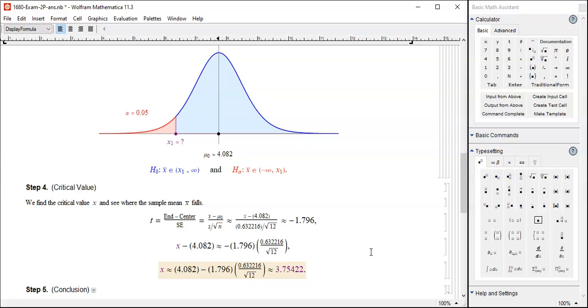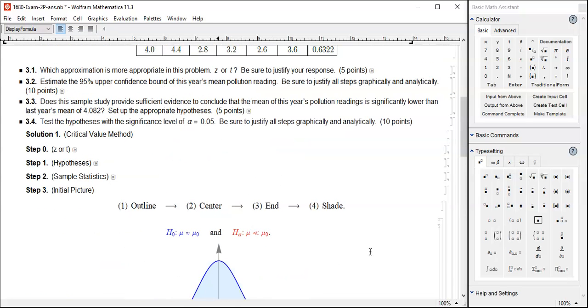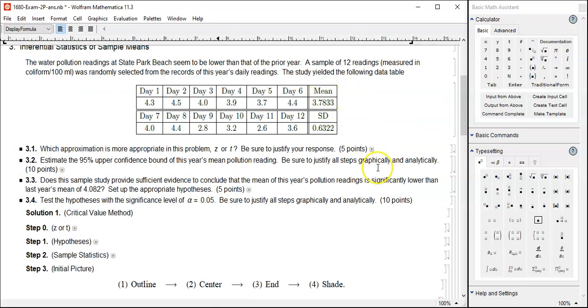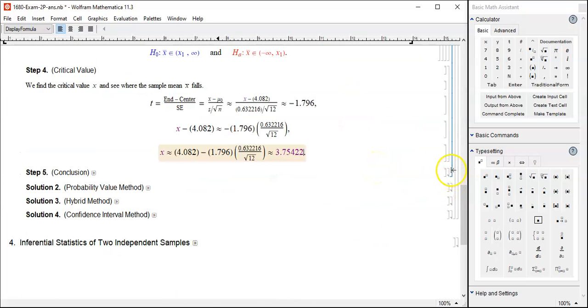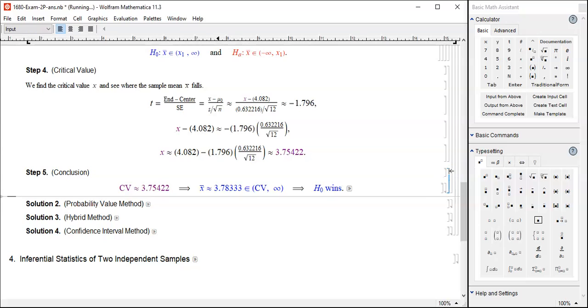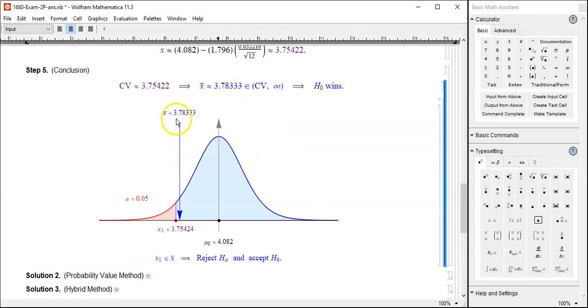We have 3.75 something versus 3.78 something. So the conclusion: yes, x bar falls into the null region. Close enough to null, so null wins. We accept null and reject the alternative hypothesis.